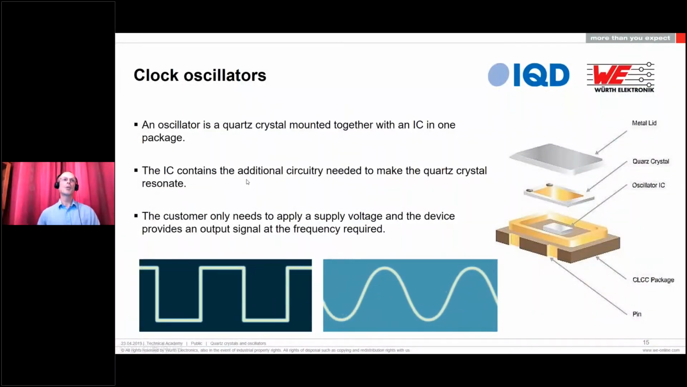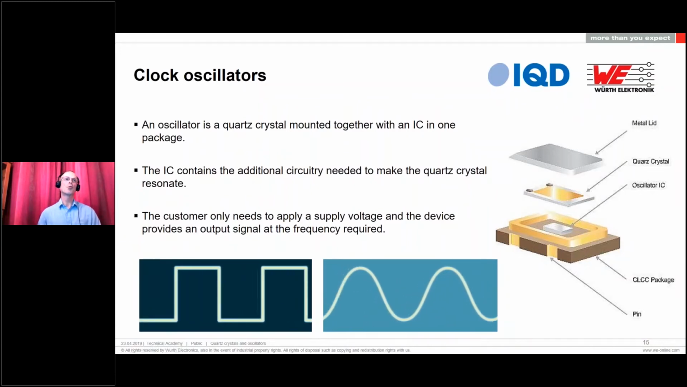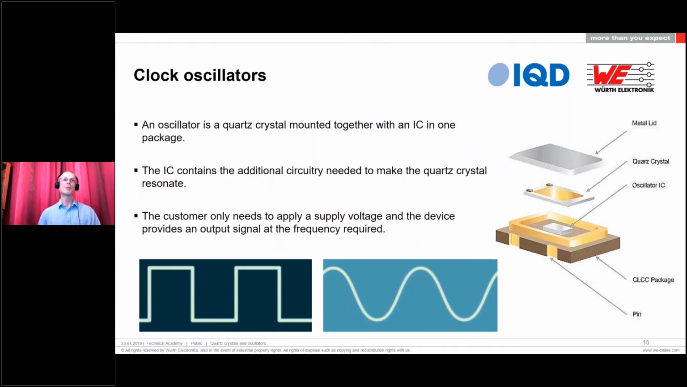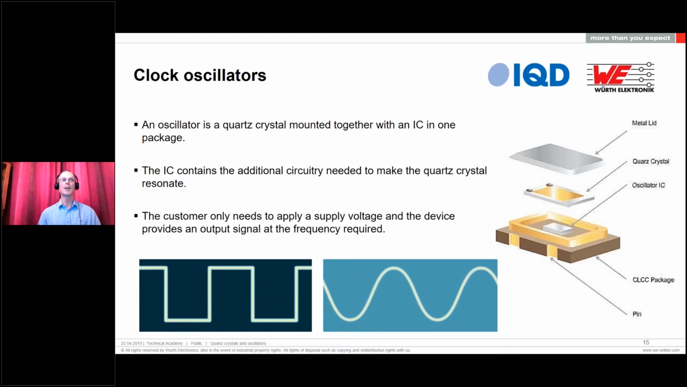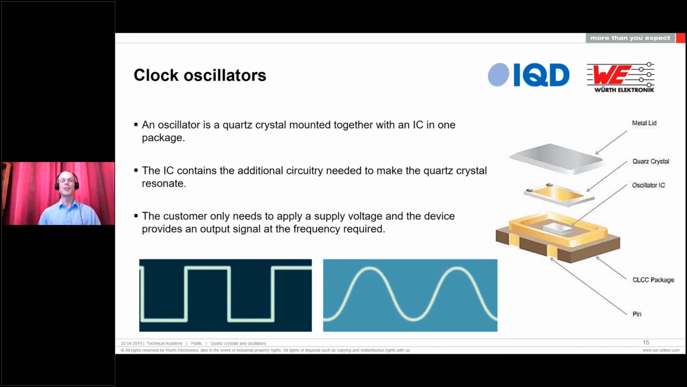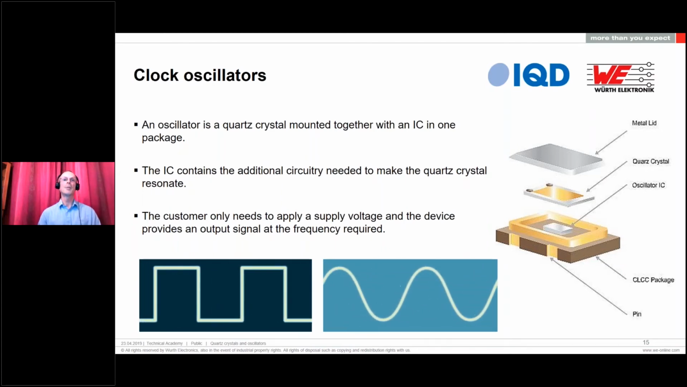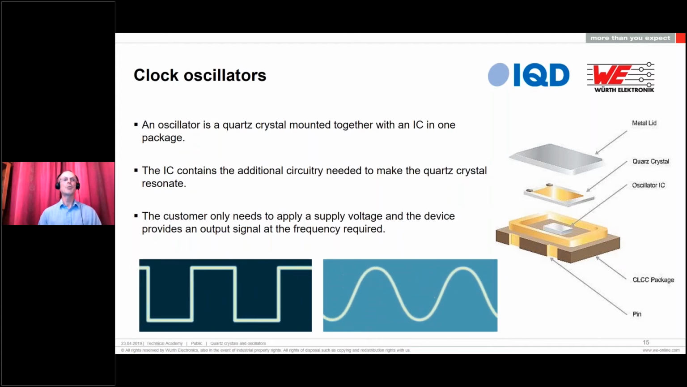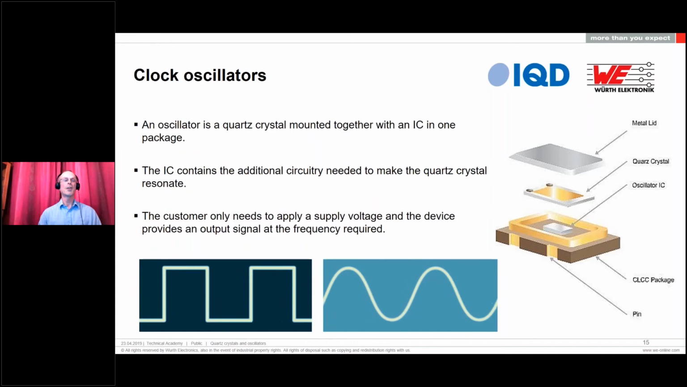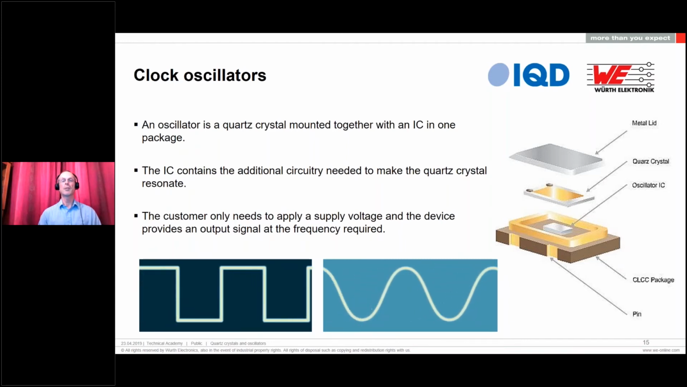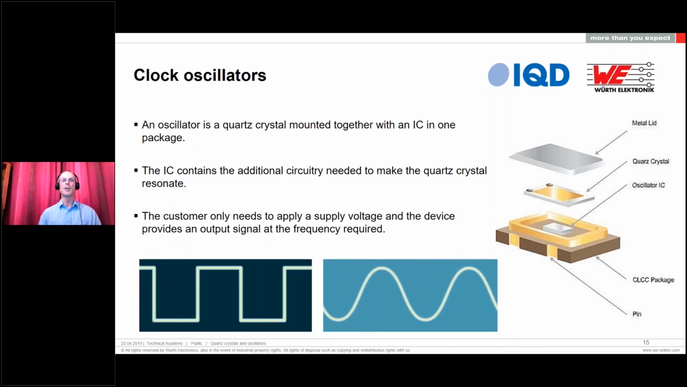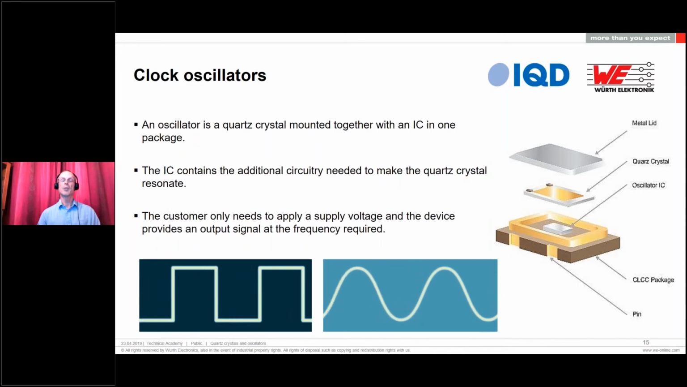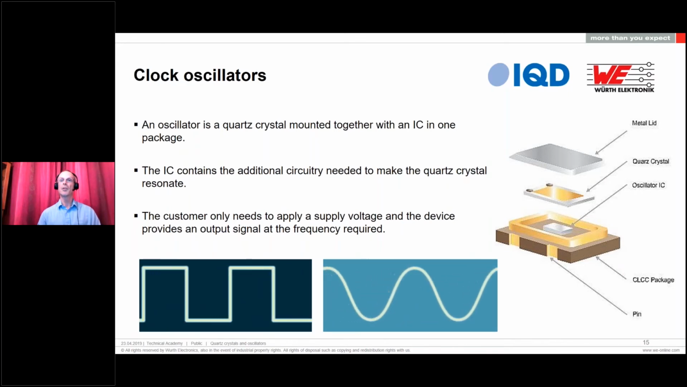We now come to clock oscillators. As I'm sure you all know, an oscillator is a quartz crystal mounted together with an IC in one package, and the IC contains the additional circuitry needed to make the quartz crystal resonate. You as the customer only need to apply a supply voltage and the device provides an output signal at the frequency required. The diagram on the right gives you an idea of how the device is constructed.